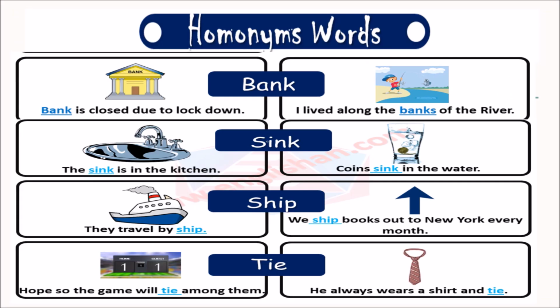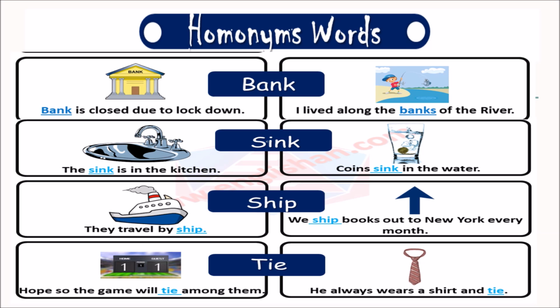Now let's see some more examples for homonyms with example sentences. First we have bank. Bank is closed due to lockdown. I lived along the banks of the river. Then we have sink. The sink is in the kitchen. Coins sink in the water. Next we have ship. They travel by ship. We ship books out to New York every month.